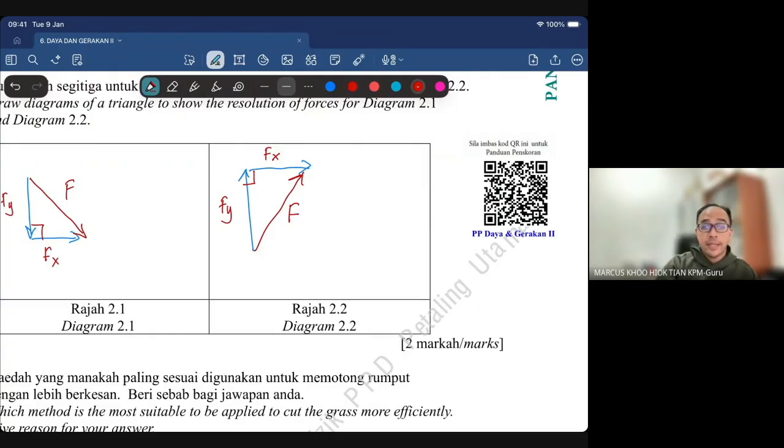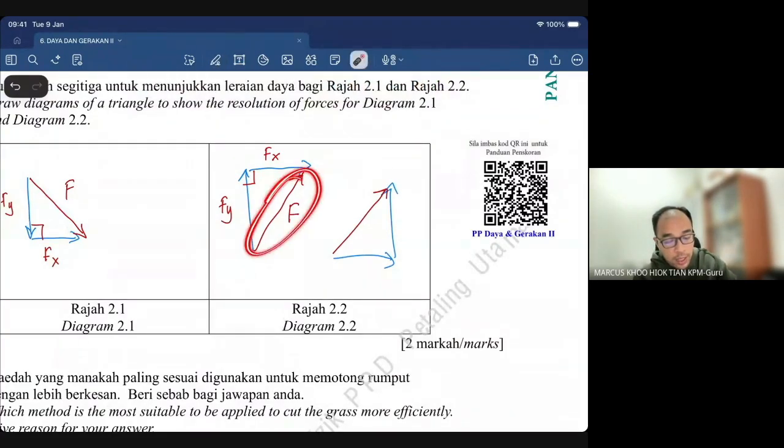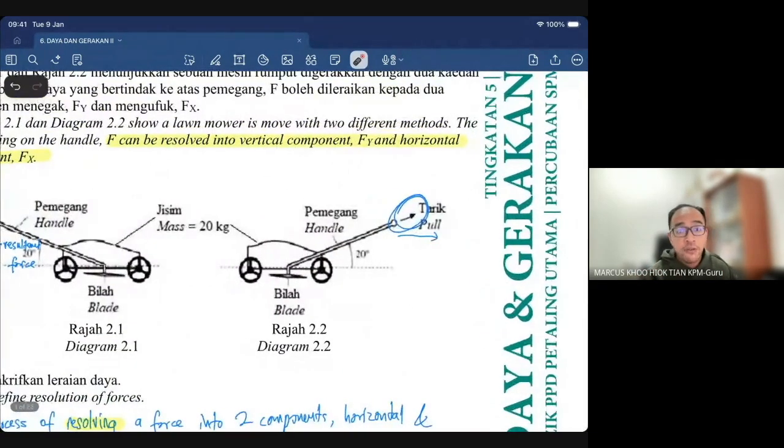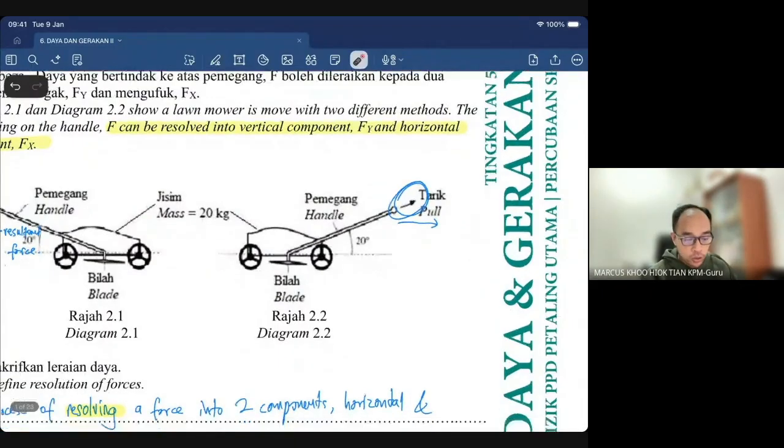There are many variations of this. I can also do it like that, and then up. But you notice that the resultant force is still the same direction. These two are still the same direction. So there are many different variations of this triangle, but the most important thing is that the resultant force must follow the original direction of this force. Then I think you're good to go.